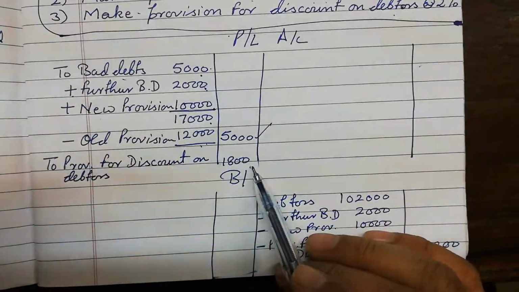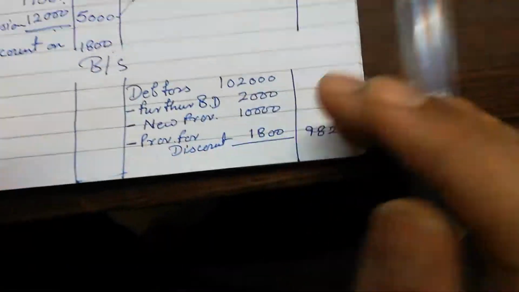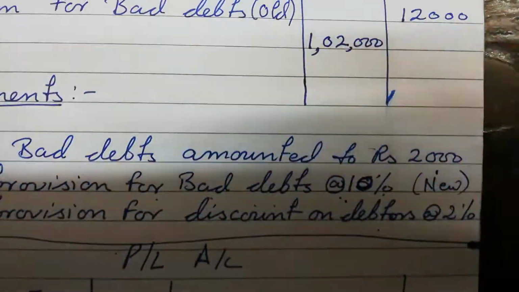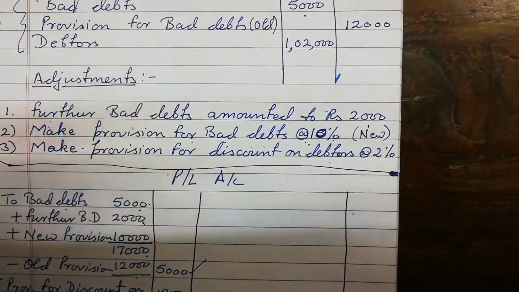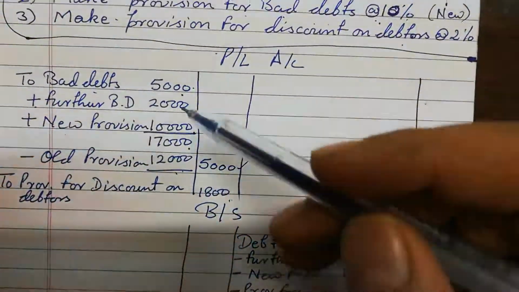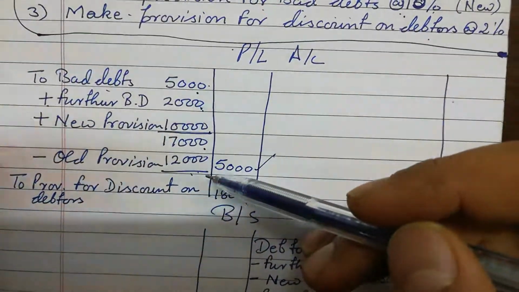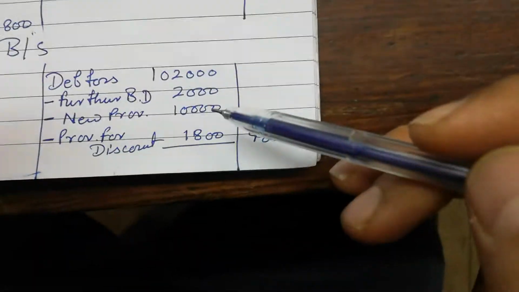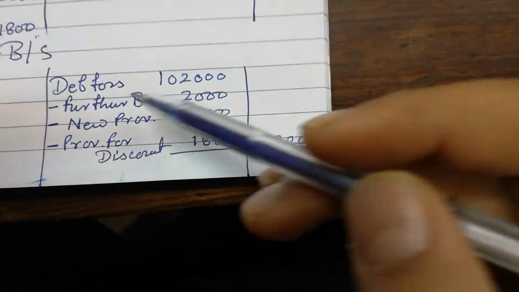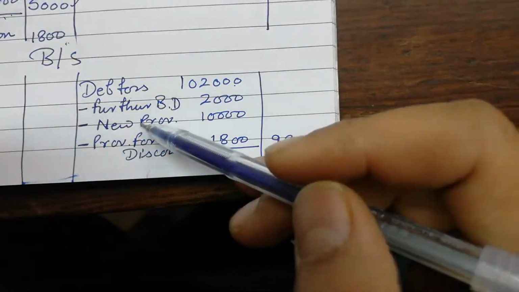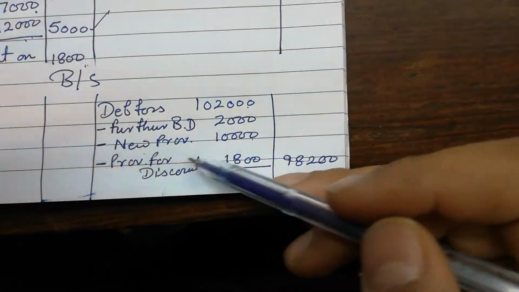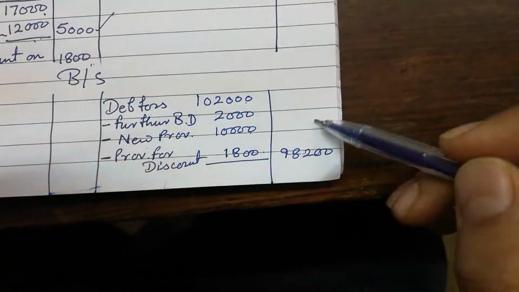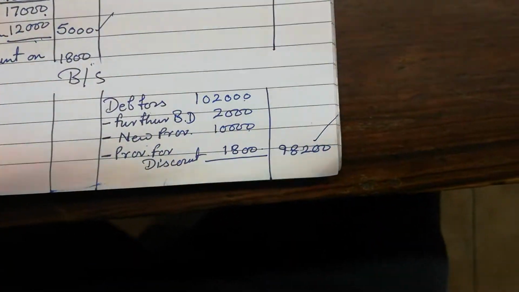Is it clear? And in the assets, all the adjustments will come twice. So once they are in the profit and loss account, and again they will be appearing in the balance sheet. Debtors minus further bad debts minus new provision minus provision for discount, and the net answer is 98,200.